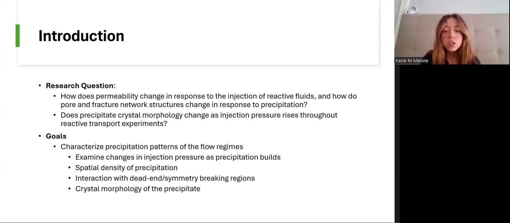Some of the main research questions we were looking to answer based on this experimental design include observing how permeability changes in response to the injection of reactive fluids, seeing how pore and fracture network structures change in response to precipitation, and additionally to observe precipitate crystal morphology and see how it changes as injection pressure rises throughout reactive transport experiments. So ways in which we plan to answer these questions involve characterizing the precipitation patterns of the flow regimes. So this would include examining changes in the injection pressure as precipitation builds, observing any interaction between fluid and dead end / symmetry breaking regions, and also examining the crystal morphology of the precipitate that is present on our core samples.